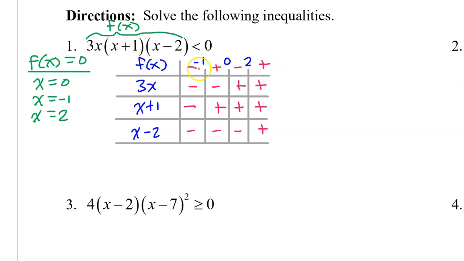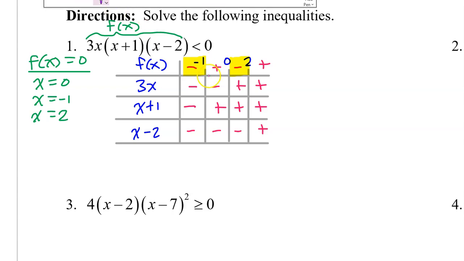Next, we need to decide, are we looking for where f of x is negative or positive? Well, the inequality says that f of x is less than 0. That means we are interested in where f of x is negative. So the solutions will be in these intervals.